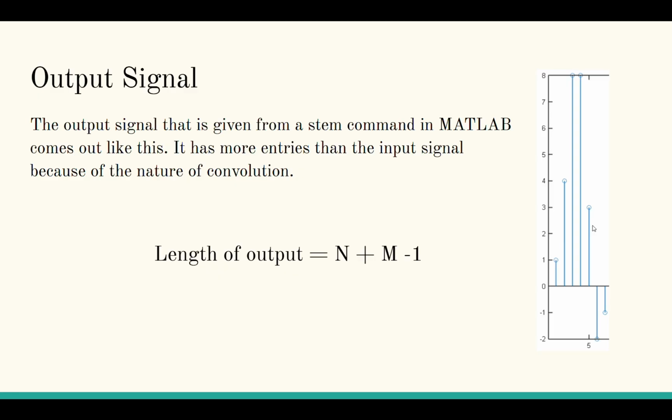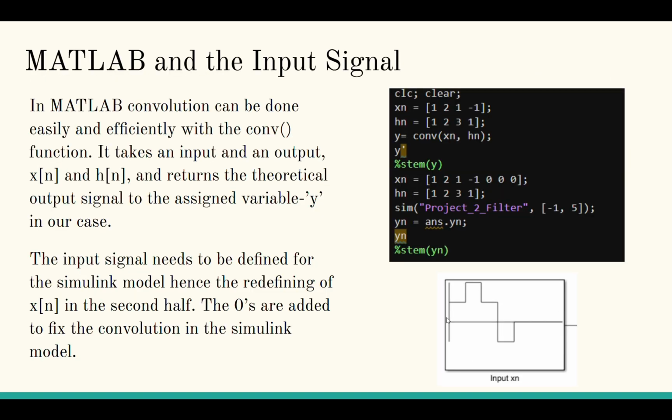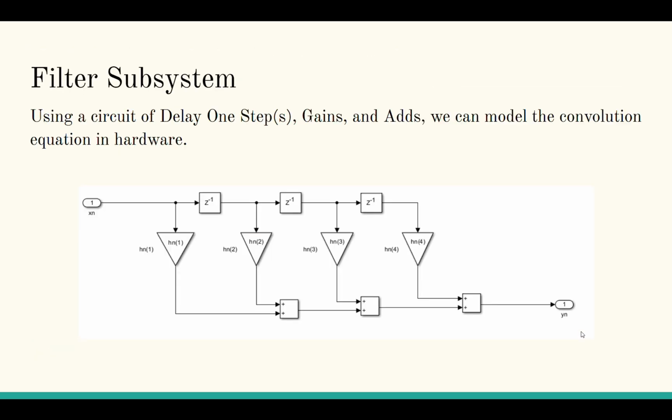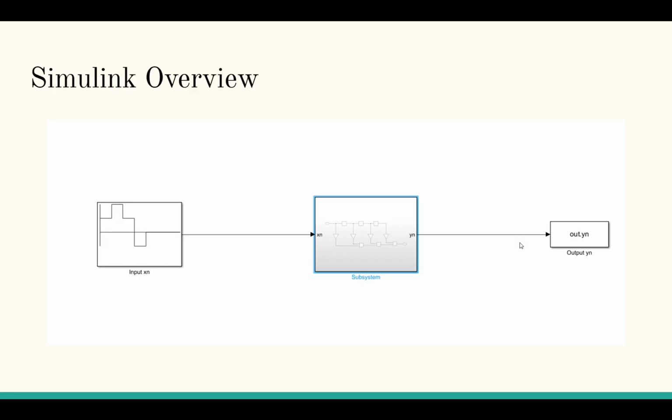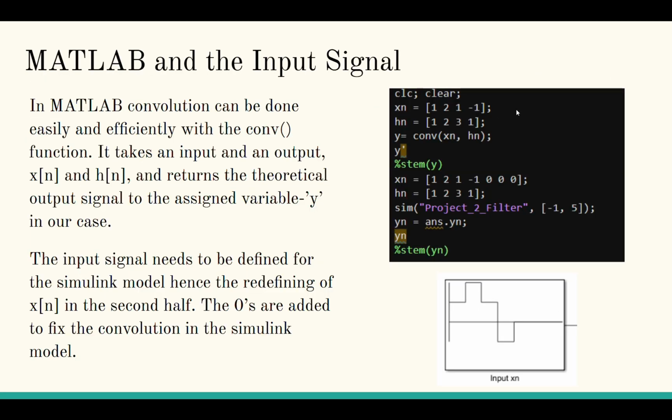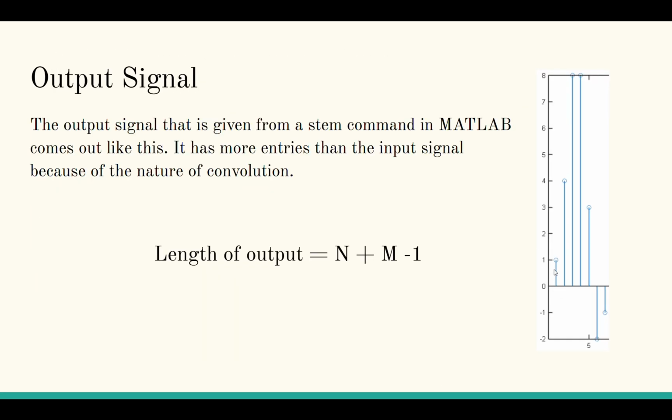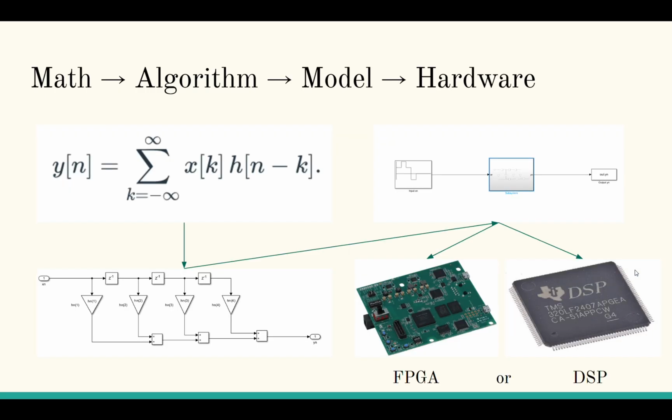But we can see that it's longer than the input. The input is only 4. It's just 1, 2, 1, -1, and then the zeros that fill it. So it's the length of the input plus the filter minus 1. So it should be 8 minus 1. And here we have 1, 2, 3, 4, 5, 6, 7. So we're good.